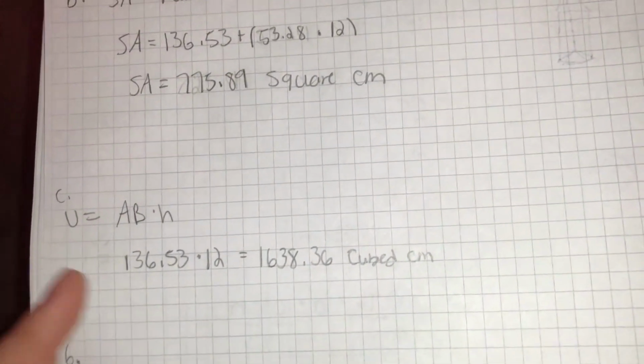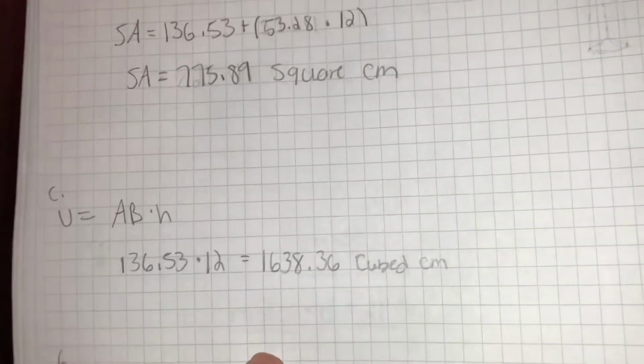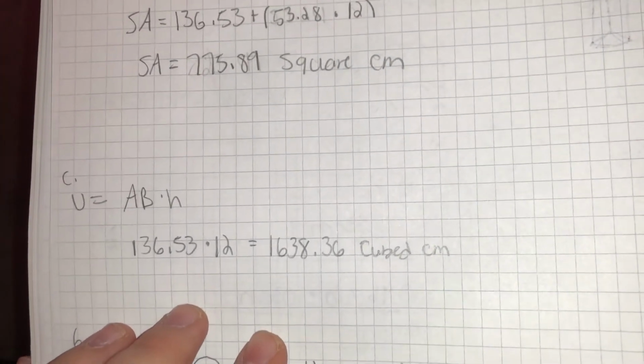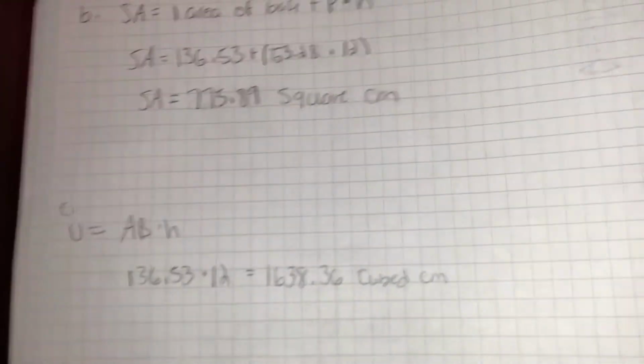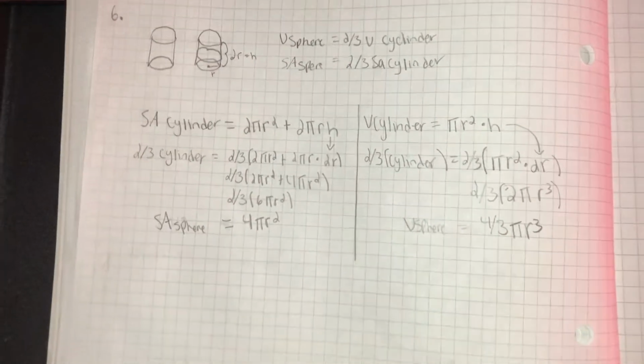And then for C, I needed to find the volume, which is the area of the base times height. So I did 136.53 times 12, and I got 1,638.36 cubic centimeters.